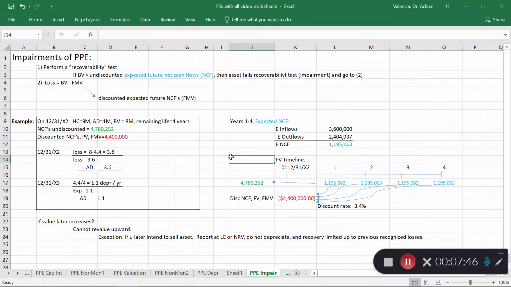Okay, so notice something here. This is a 2-step process, right? We perform the recoverability test, and then if it fails the recoverability test, then we have a loss to recognize. But notice how the recoverability test is based on a number that is perhaps more forgiving in terms of being able to meet the recoverability test. In other words, the undiscounted cash flows always will be higher than the discounted cash flows. So there might be a scenario where your fair market value, the discounted amount, is below the book value, but the undiscounted cash flows might be above the book value.